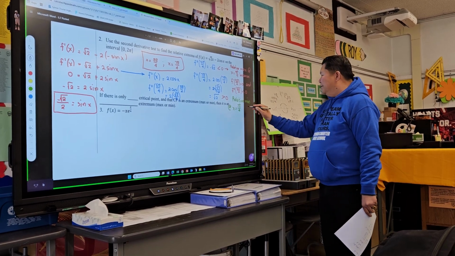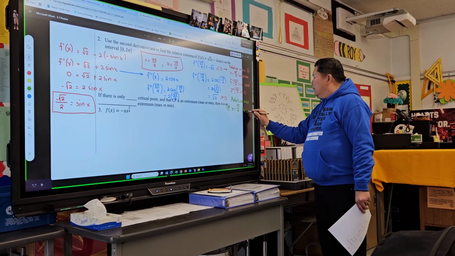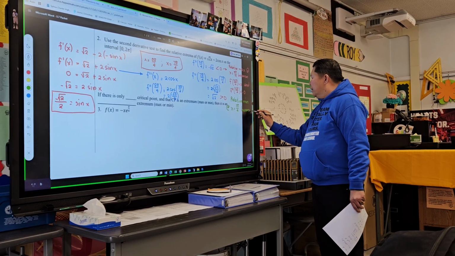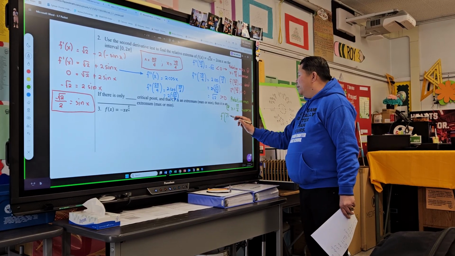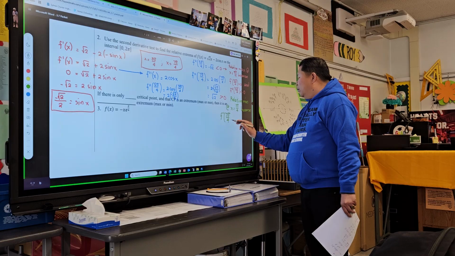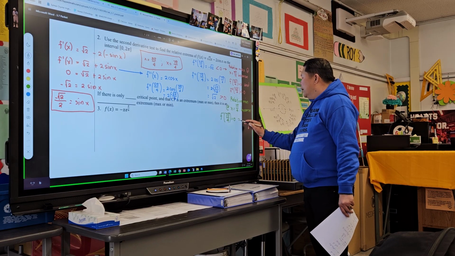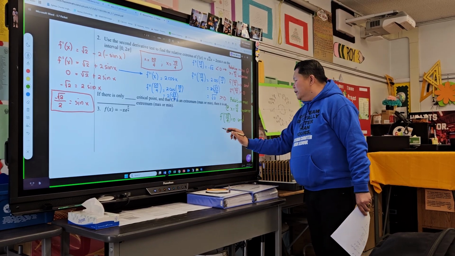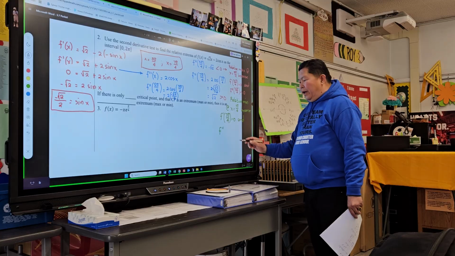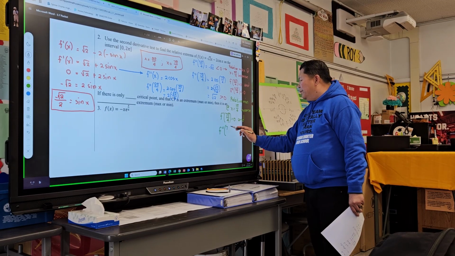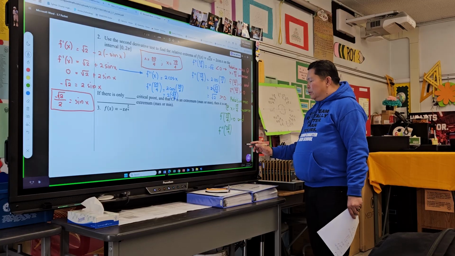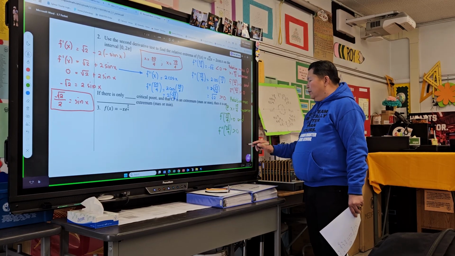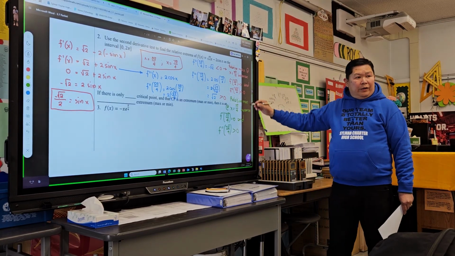Then because f prime of 7 pi over 4 equals 0, and what's the next one? F double prime. F double prime of 7 pi over 4 is greater than 0. This is how you justify your answer.